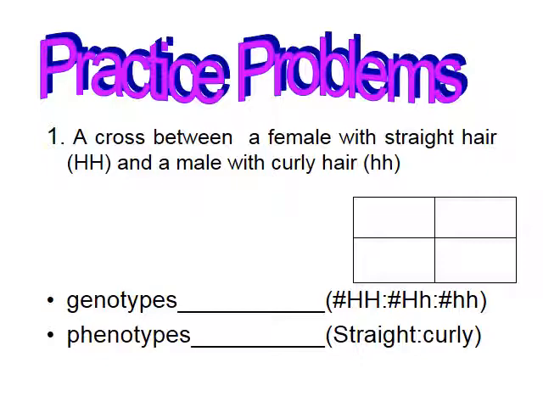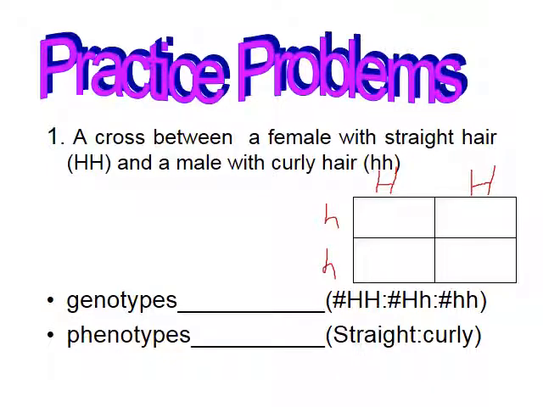Alright, so let's deal with the female first. It doesn't matter which side of the Punnett square you put her on. We'll put her on the top. So we separate the alleles. First H goes there. Second H goes to the next column. Now we have the male, which is homozygous recessive. Little h goes there. Little h goes there.